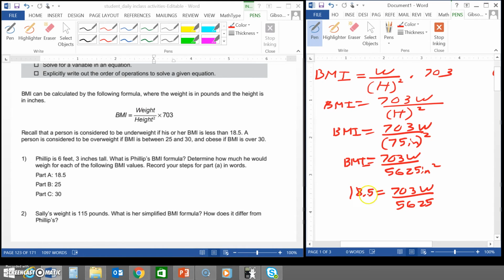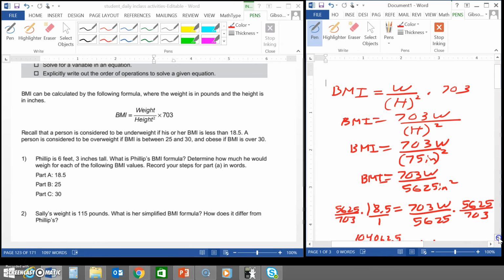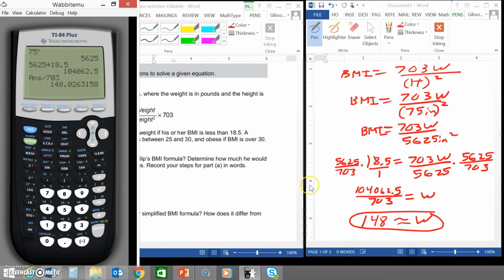Now we got to get W by itself. So we will multiply each side by the reciprocal. So after we multiply each side by the reciprocal, that would give us, according to the calculator here, 104,062.5 divided by 703. And all of these here will simplify out and leave W. So your weight will be approximately 148 pounds because they want us to round to the nearest whole number. And that will be your final answer for that.